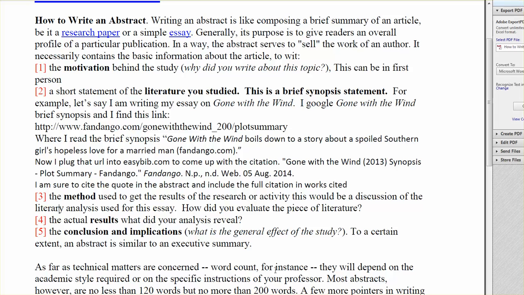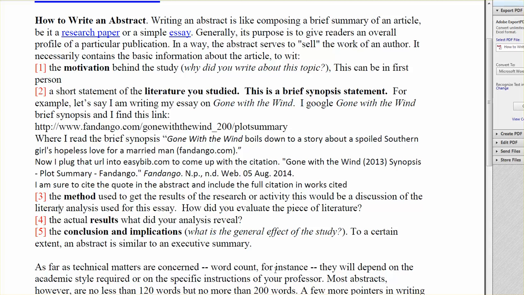And finally is the conclusion or implications. What's the general effect of the study? To a certain extent, an abstract is similar to an executive summary. Okay, that has to do with business, I realize. So your last conclusion statement of an abstract as it pertains to literature would be something along the lines that by approaching this subject matter in a new and fresh perspective, you were able to see and learn different ways of approaching an author whose work you've admired for years, or words to that effect.